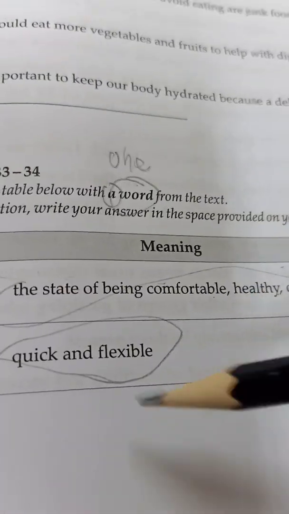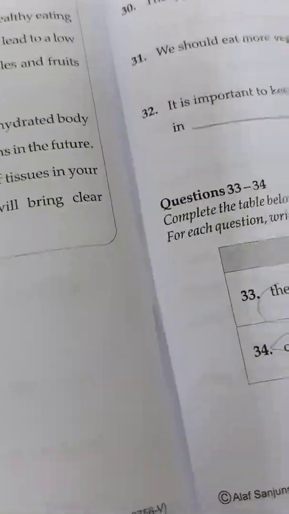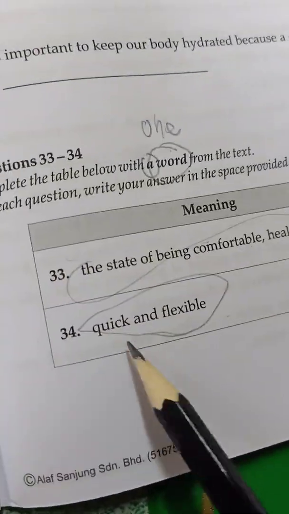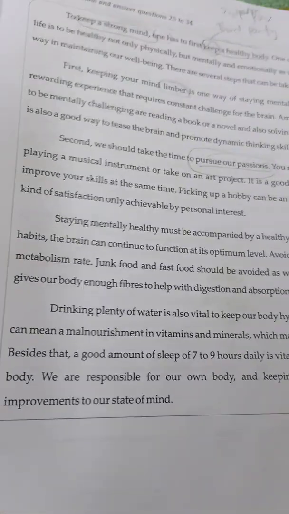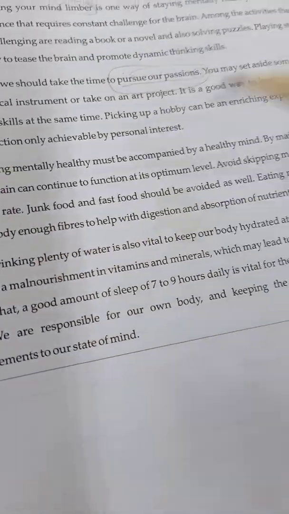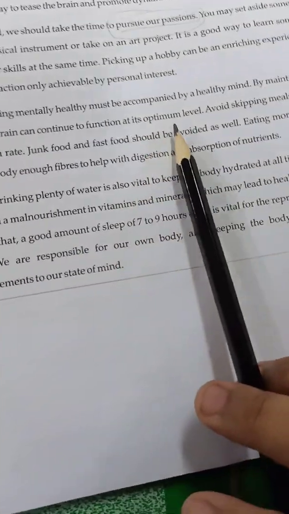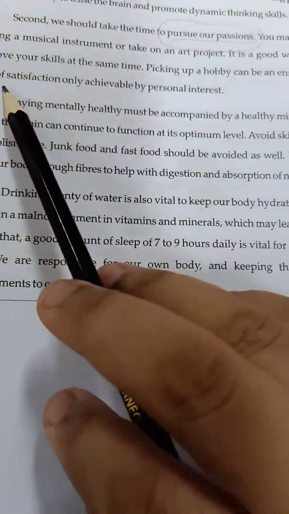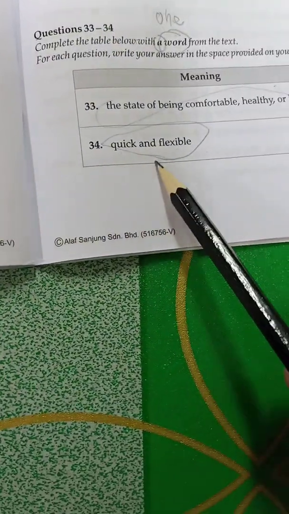Put it here. For this one, quick and flexible. Okay, you're not sure when you read and then you're still not sure of this. Maybe it is quick. Quick is cepat. Flexible is you flexible. So find the word that can fit with the sentence. Okay, maybe quick and flexible. Maybe it is around this one. I'm not sure, but it seems like quick and flexible.